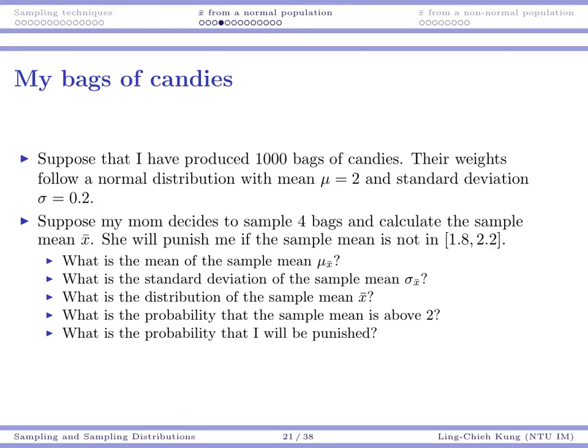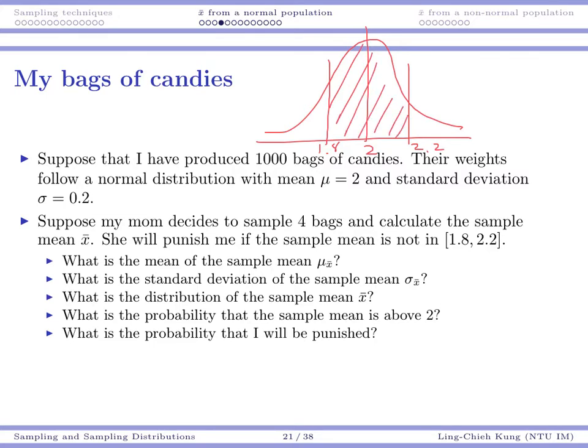That means if this is my normal curve, the mean is 2 and the standard deviation is 0.2. Then for 1.8 and 2.2, the standard set by my mom, I will only have the range within one sigma to satisfy the criteria. So the probability is around 68%. So my defective rate is 32% in this case.